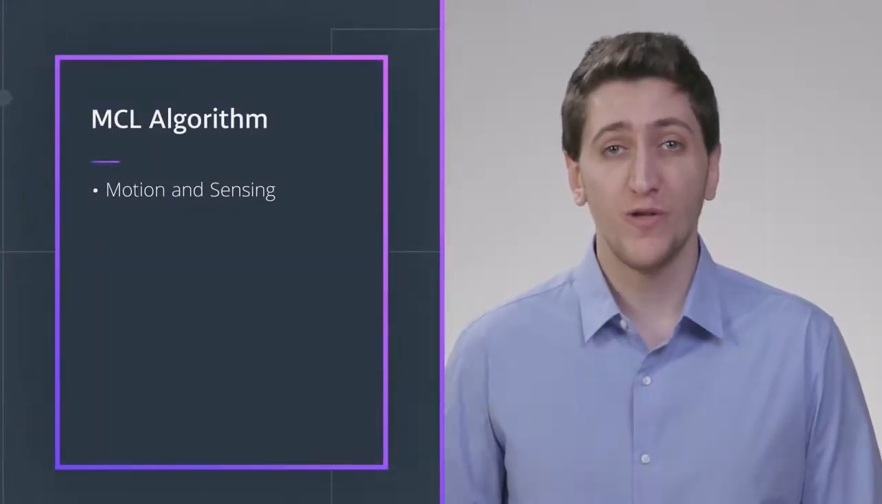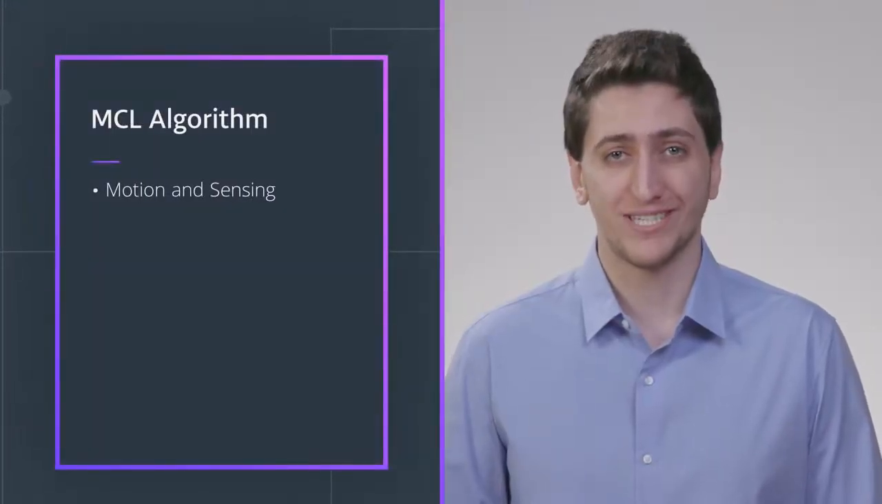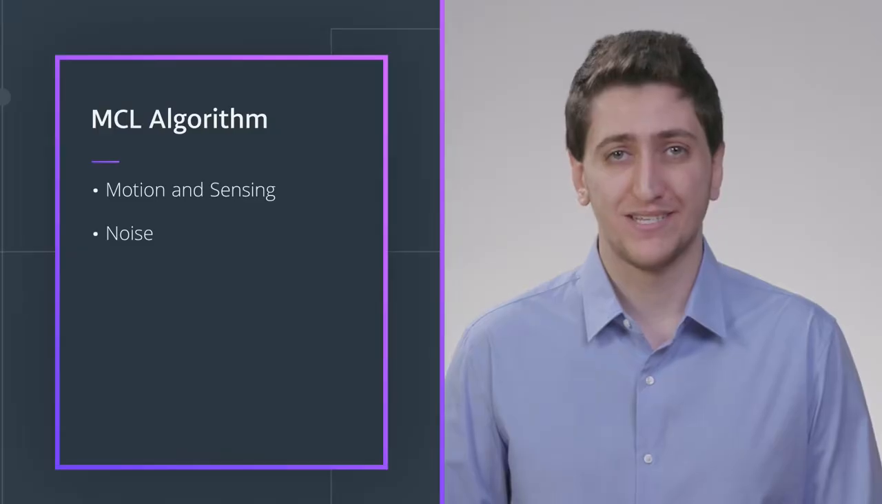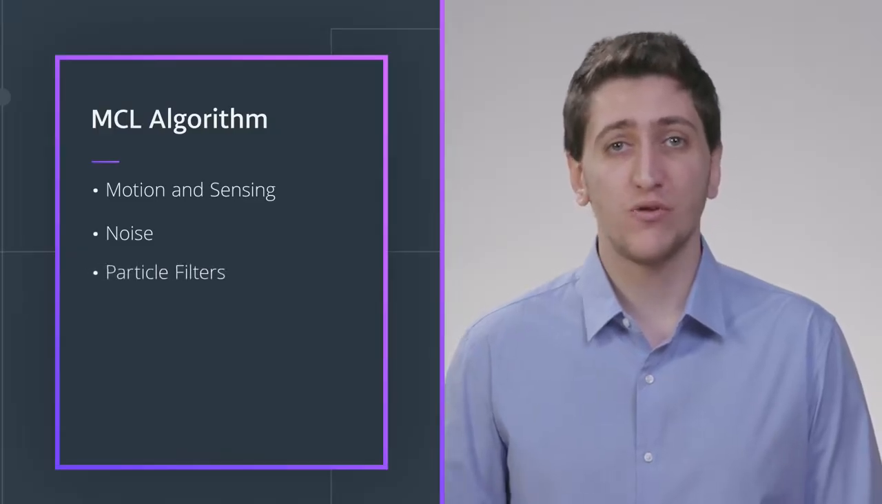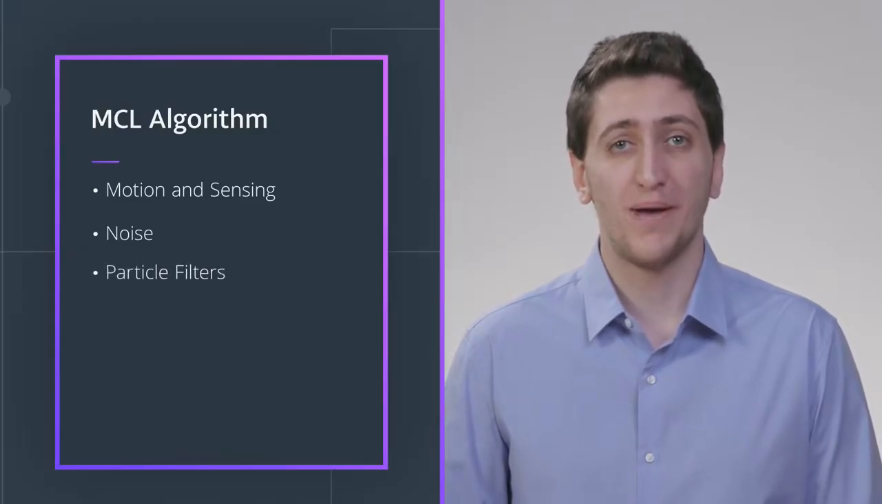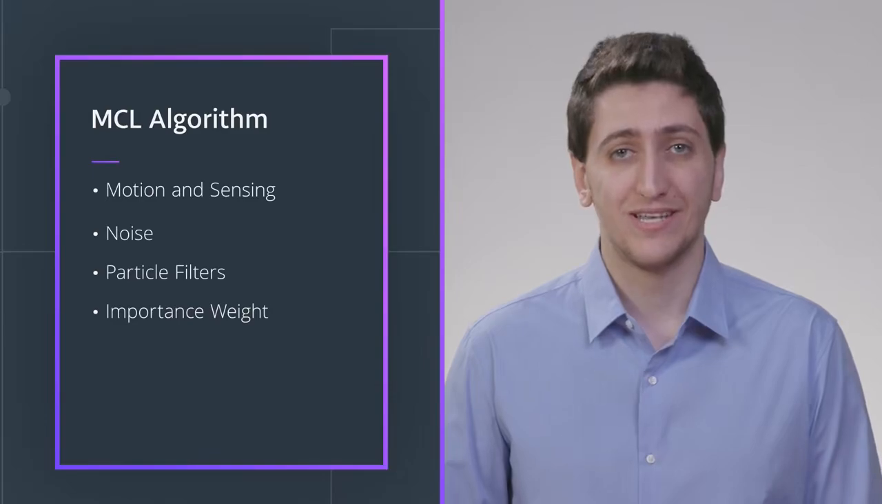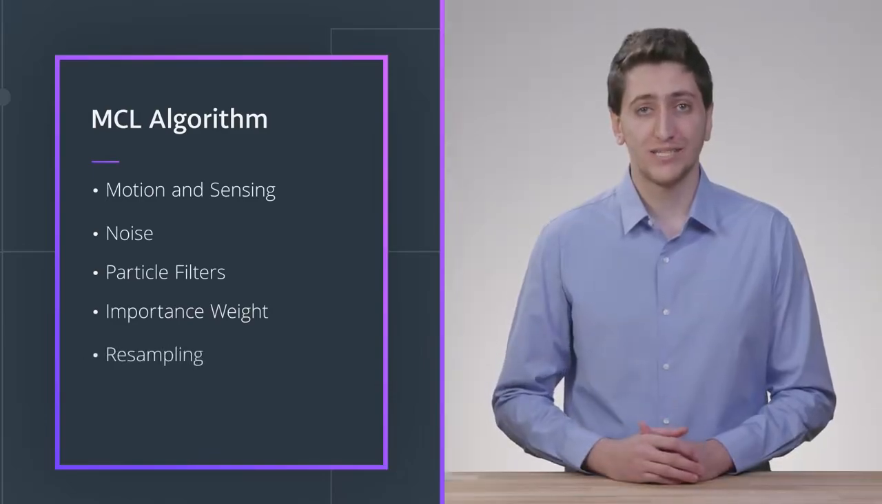In this lesson, you will code the MCL algorithm in sections. First, you will move the robot and measure its distance to the landmarks. Then, you will simulate noise and add it to the measurements. Moving on, you will randomly and uniformly spread particles throughout the map. You will also evaluate the importance weight of each particle. Following, you will resample the particles.